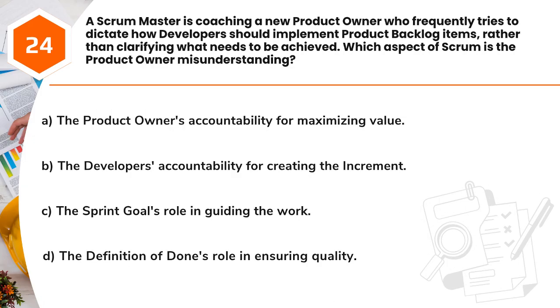Question 24. A Scrum Master is coaching a new product owner who frequently tries to dictate how developers should implement product backlog items, rather than clarifying what needs to be achieved. Which aspect of Scrum is the product owner misunderstanding?